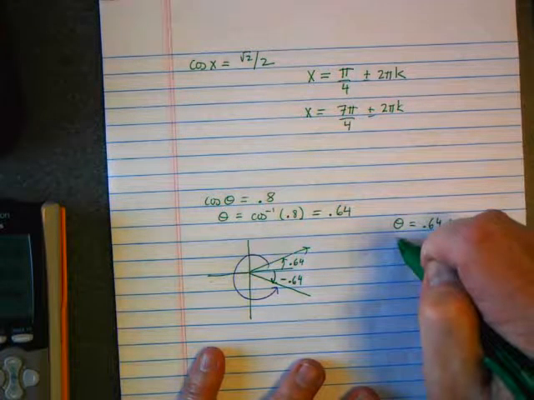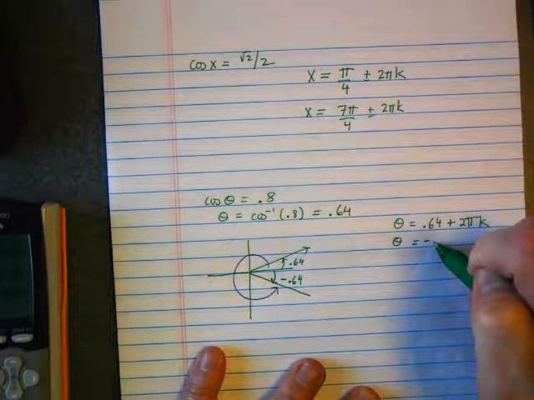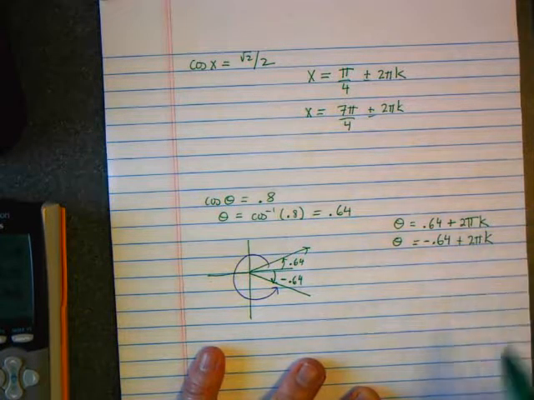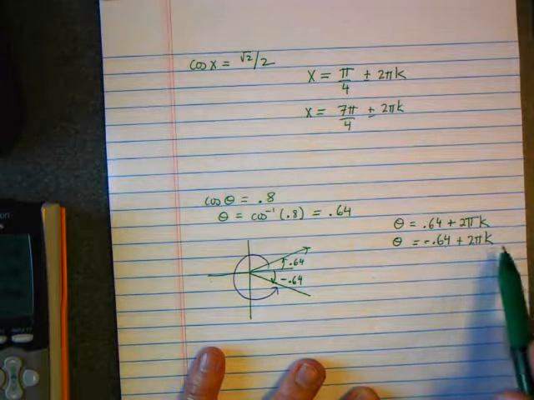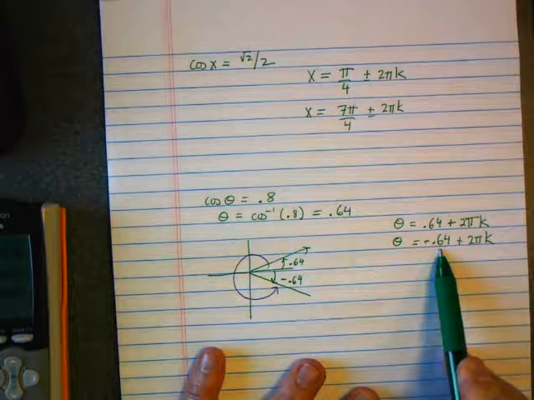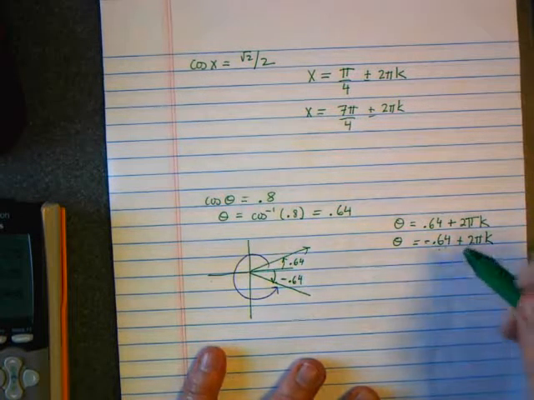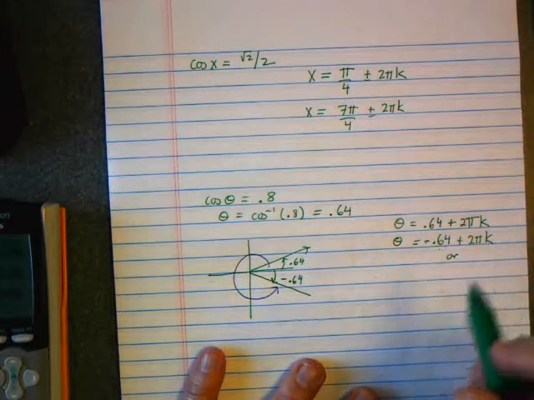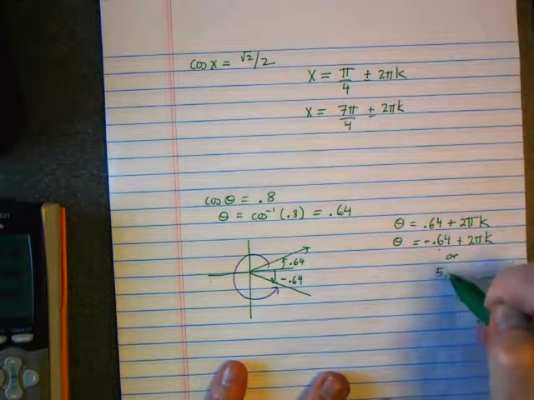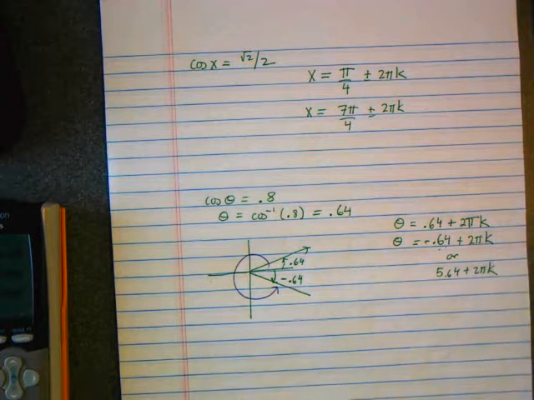This is something for you to try. I don't know if this would work on WebAssign, but put in 2 pi minus 0.64. It would be perfectly fine with me if you wrote your answer as minus 0.64 plus 2 pi k. Minus 0.64 is the angle in quadrant 4. I don't know if WebAssign forces you to write positive answers. So you could also write it as 5.64 plus 2 pi k.